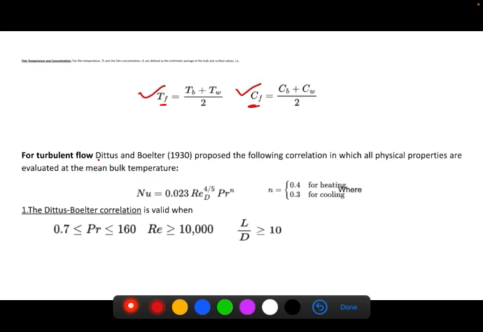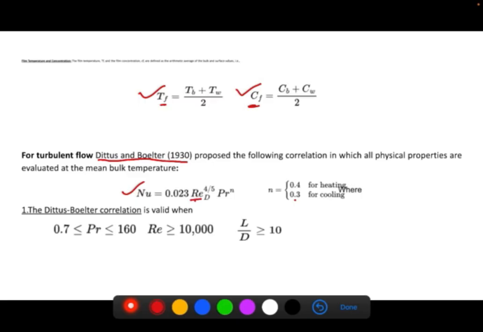For turbulent flow, the following correlations approximate the physical situation quite well for the cases of constant wall temperature and constant wall heat flux. Some of these correlations are Dittus and Boelter in 1930. It is proposed as the following correlation in which all physical properties are evaluated at mean bulk temperature. It is given by Nu, that is Nusselt number, equals 0.023 into Re, that is Reynolds number, to the power 4 by 5 into Prandtl number to the power n.